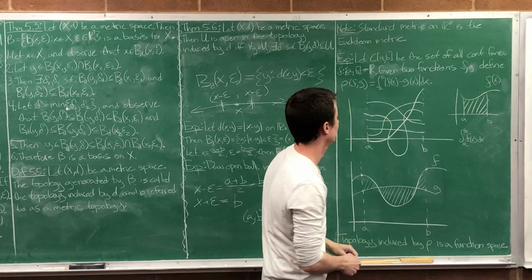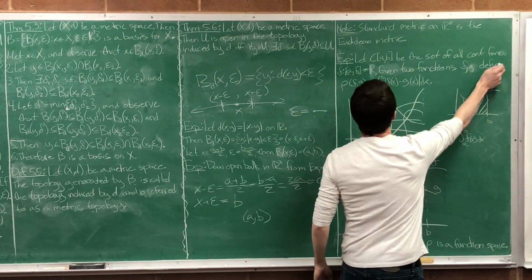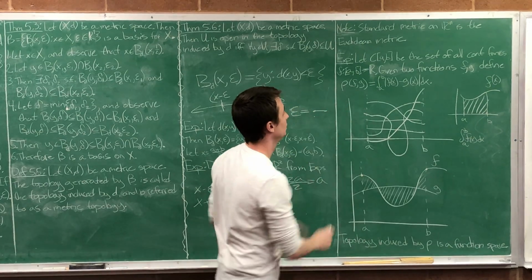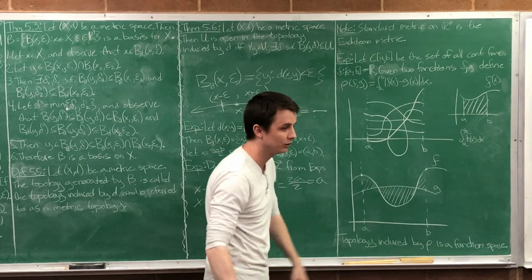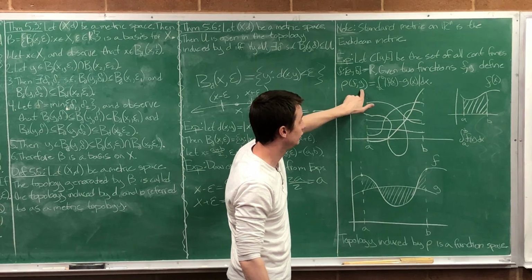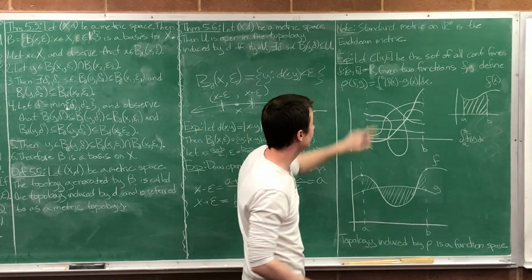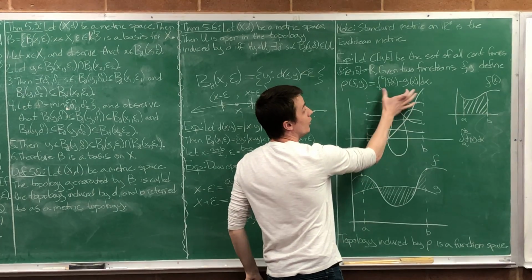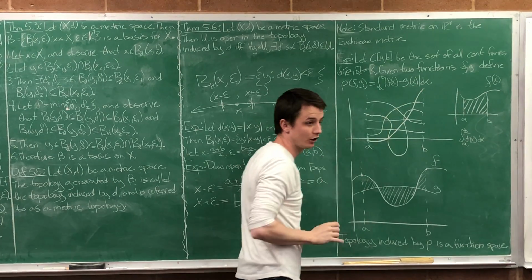Okay, now our metric. So given two functions, f and g, we're going to define our metric. We could have used a d here, but it's common to use rho. The distance from f to g, we're going to define as the area between the two curves.